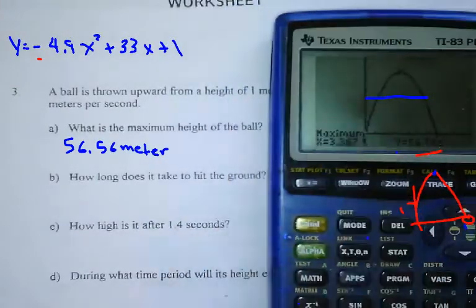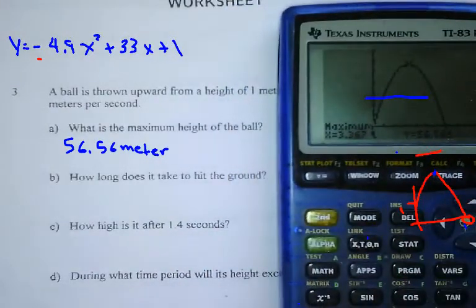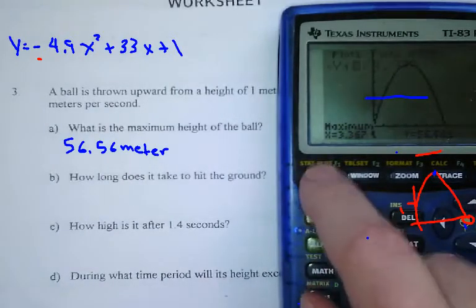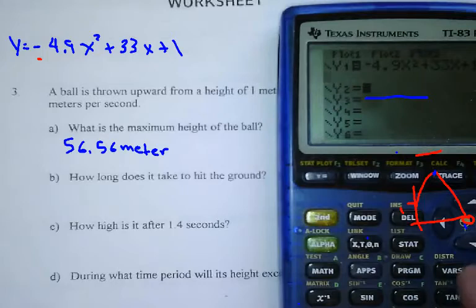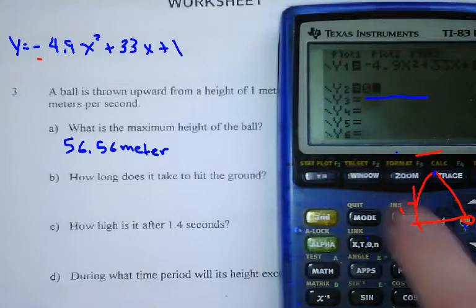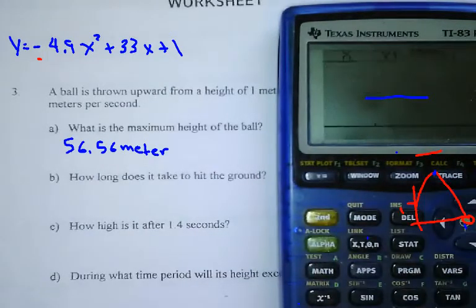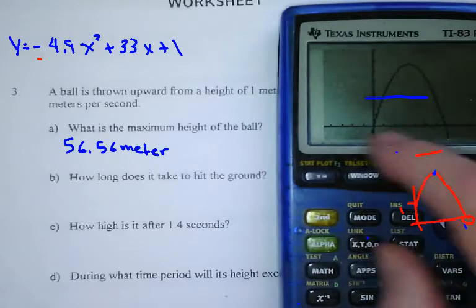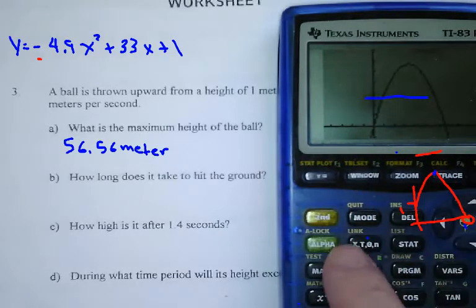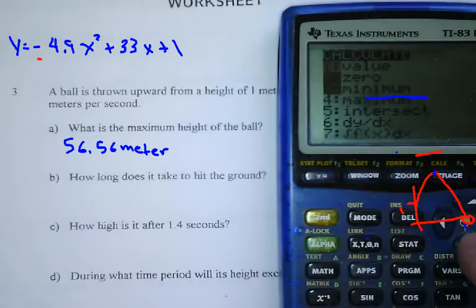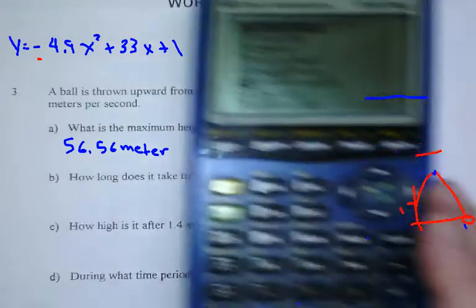Okay, how long does it take to hit the ground? We want to find the x-intercept. Now, we can do it with the calculator using the intersect menu. So let's do that. So y equals 0, that's where we're looking for. And then if I graph my picture, I have to find the intersection of those two lines. So I'm going down to number 5.